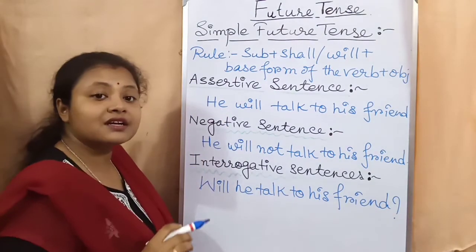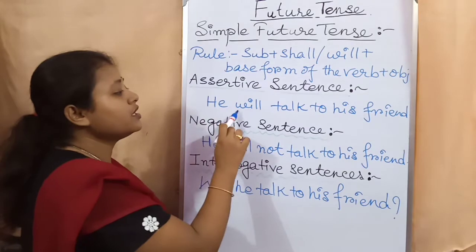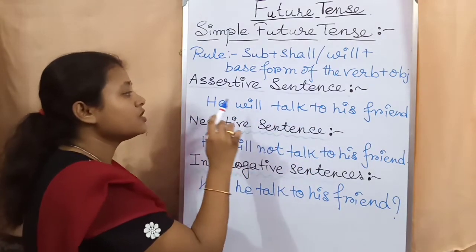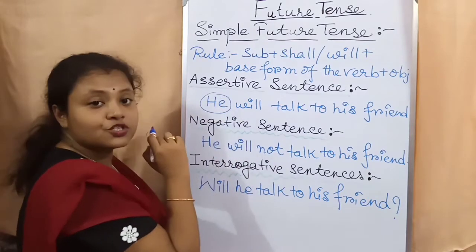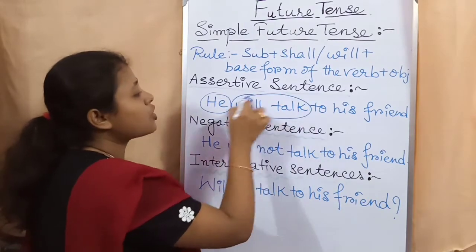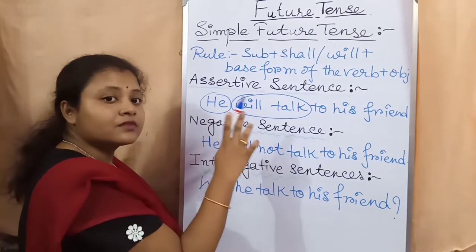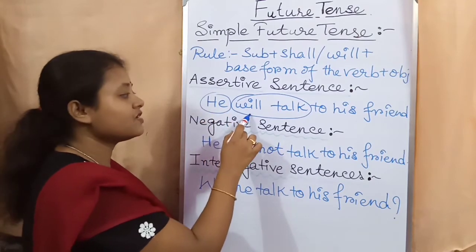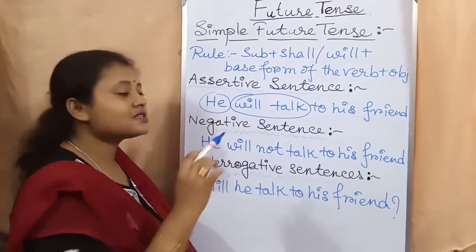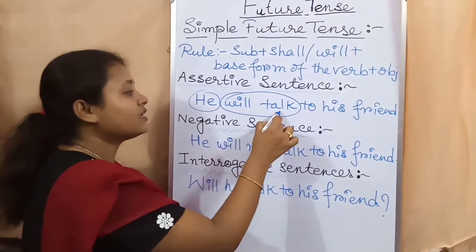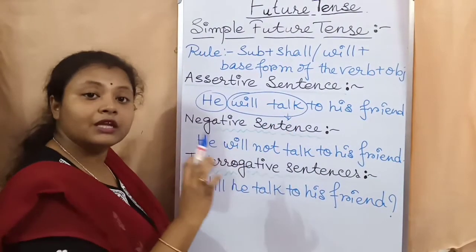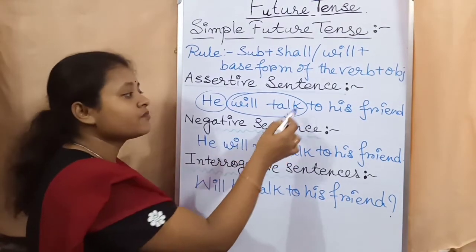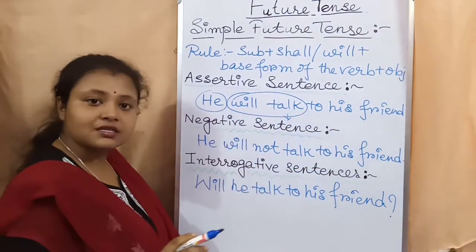Now how will you write the assertive sentence? He will talk to his friend. So here he will talk. Here he is the subject. Will talk. This is the verb which is written in future tense. Will, the auxiliary verb, refers to that the sentence is written in the future tense. After that, the present form of the main verb. I told you that the base form of the main verb you have to write. So that is why talk. After that, the remaining portion of the sentence.